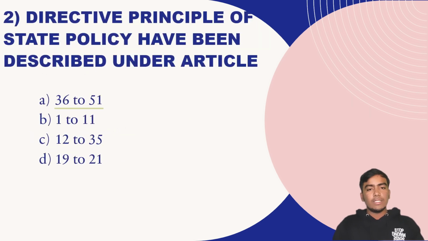The second question is: directive principles of state policy have been described under article. Option A, 36 to 51, option B, 1 to 11, option C, 12 to 35, option D, 19 to 21.